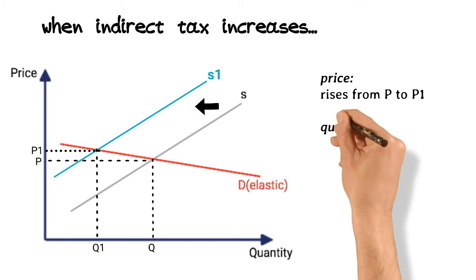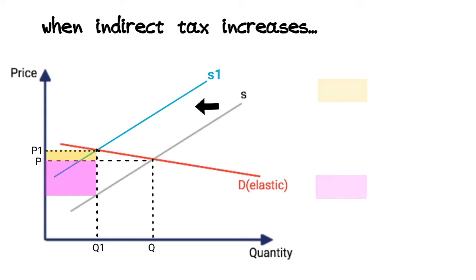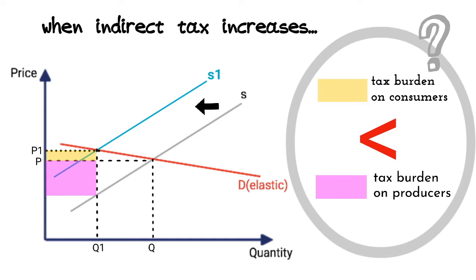The price rises from P to P1, and quantity demanded falls from Q to Q1, with a larger quantity. In this case, the tax burden on producers is greater than the tax burden on consumers when there is price elastic demand. As the graph shows, the area of the pink box is greater than the area of the yellow box. Why is it so?